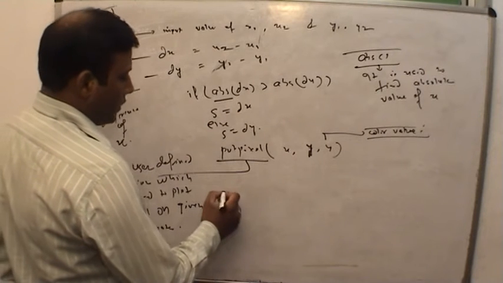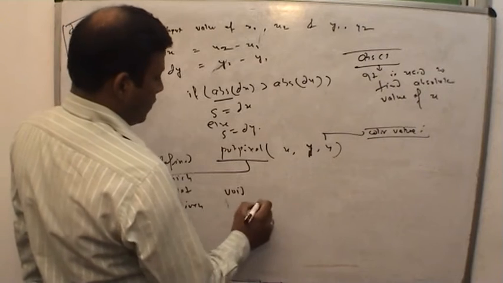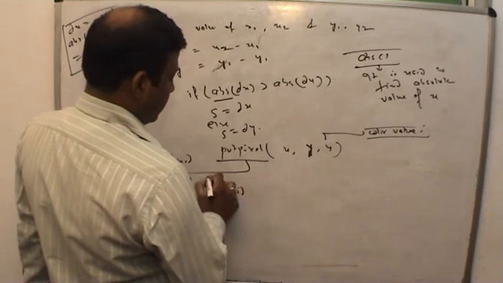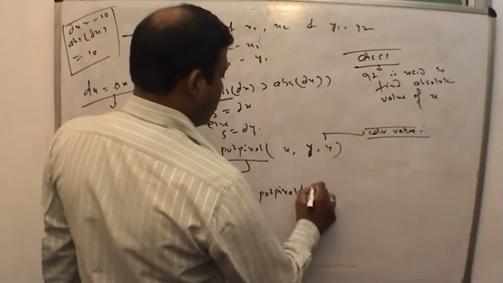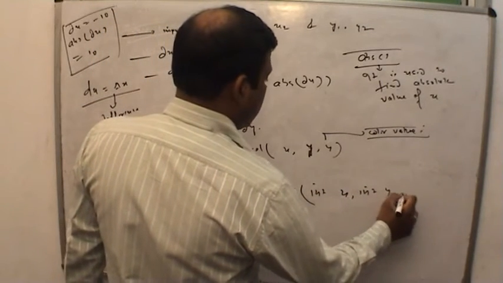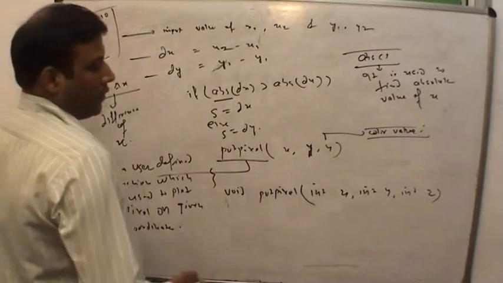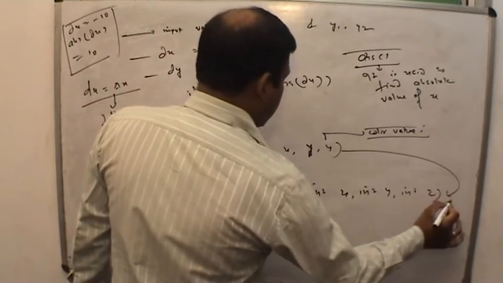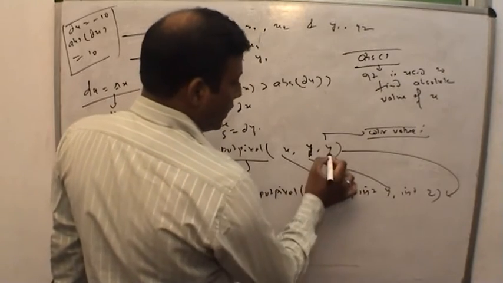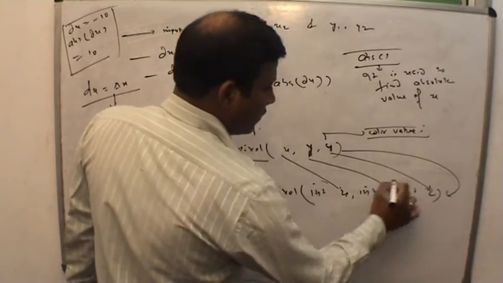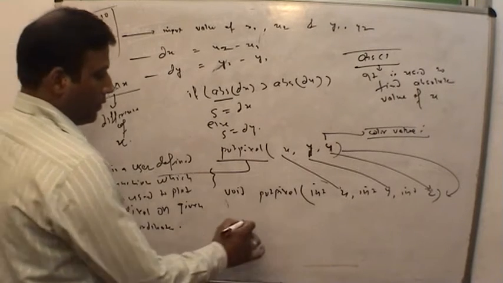And now we can find out the function: void of pixel, integer x, integer y, integer color. And this is the function calling. The x is receiving the value of x, y is receiving the value of y, and the 4 is receiving the value of z.